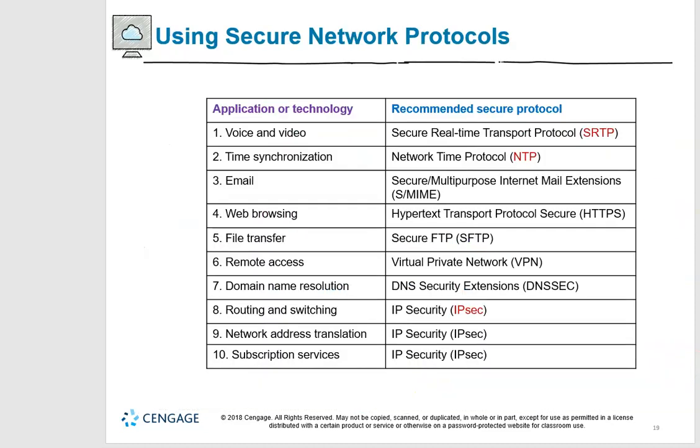So let's take a look at the last slide here, network protocols. In the first column you have application or technology, and in the second you have recommended secure protocol. So for each of these applications you can see the secure version. So it's important to be able to map this in your head. In most cases it's pretty straightforward. You get an S somewhere tacked on to indicate that you have the secure version. And in case of DNS, it's actually an extension, DNS security extensions.